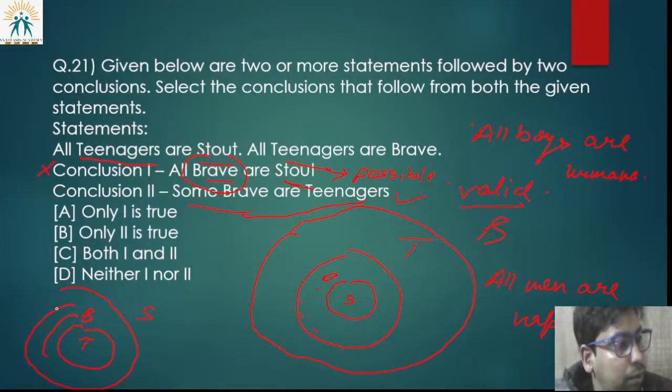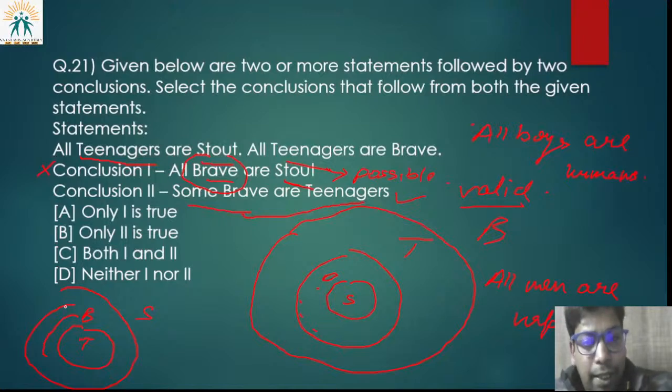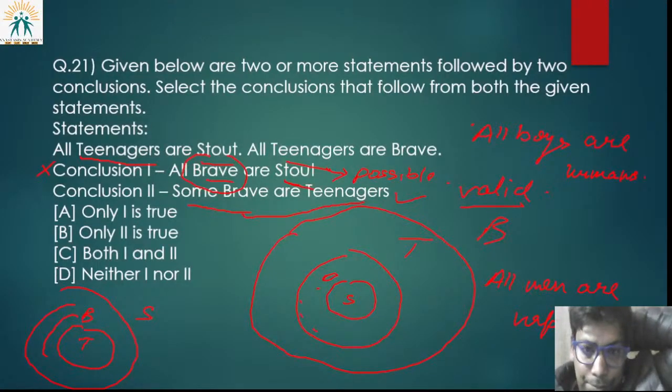So therefore, was the answer neither, or was the answer this? Just a moment. The answer is B. Only 2 is correct. Perfect. I hope it's pretty clear, right? This question, but existential, yeah, if brave are being characterized as stout, doesn't stout exist automatically? That's a good question. If brave are being categorized as stout, no.